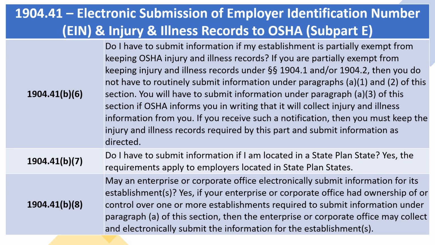1904.41(b)(7). Do I have to submit information if I am located in a state plan state? Yes, the requirements apply to employers located in state plan states. 1904.41(b)(8). May an enterprise or corporate office electronically submit information for its establishments? Yes, if your enterprise or corporate office had ownership of or control over one or more establishments required to submit information under paragraph (a) of this section, then the enterprise or corporate office may collect and electronically submit the information for the establishments.